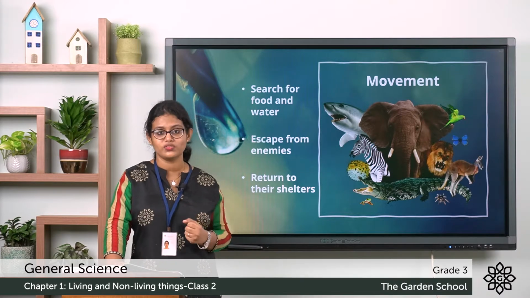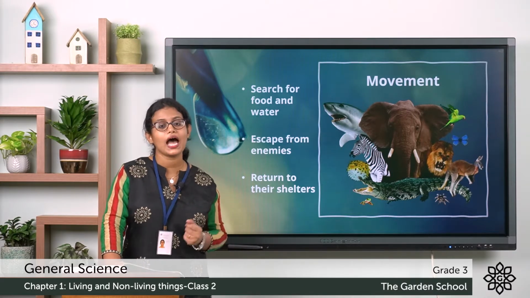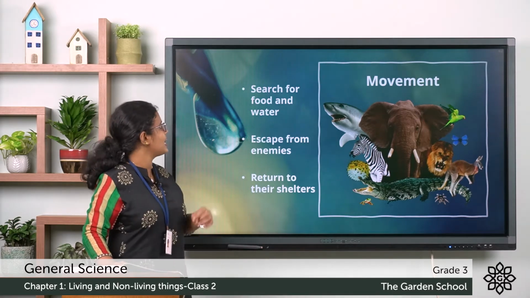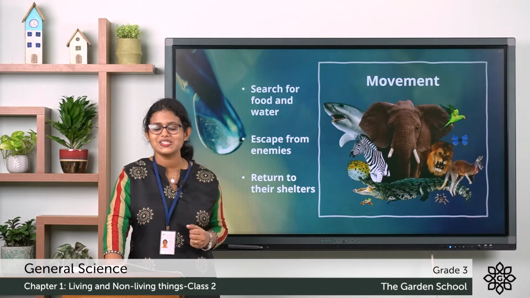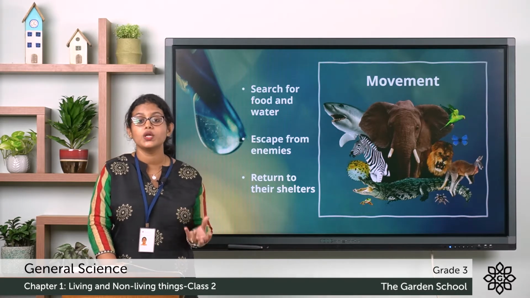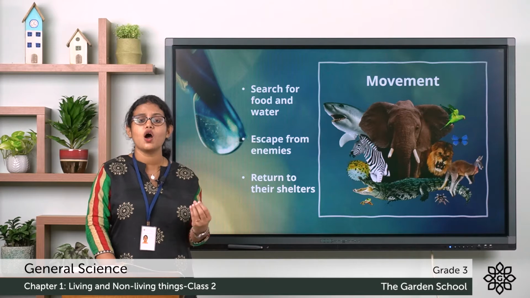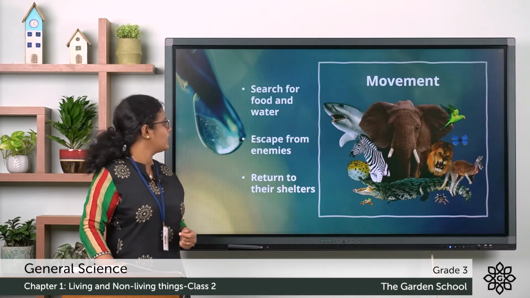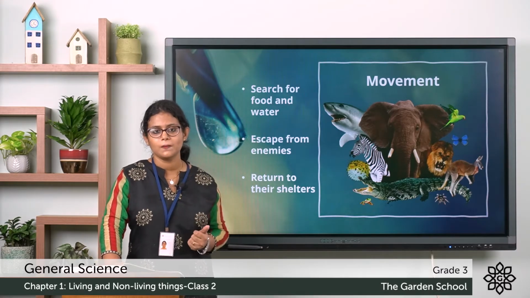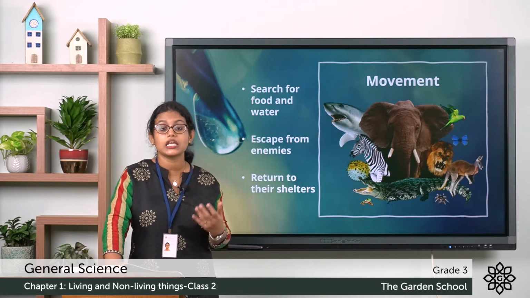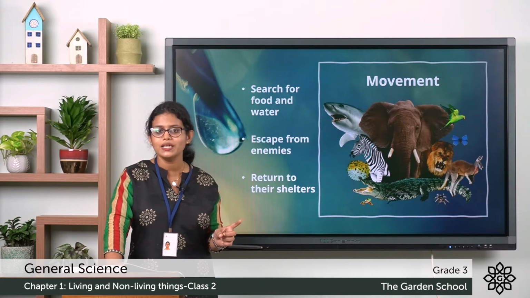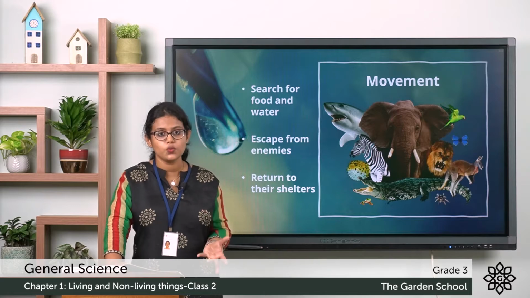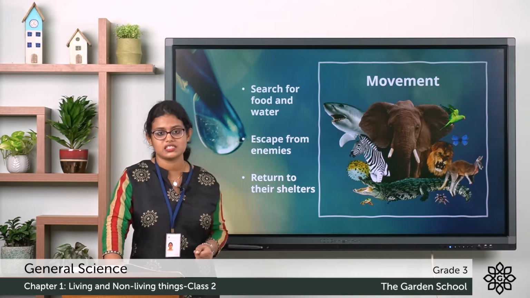Animals move from one place to another. Why do they move from one place to another? The first reason is in search of food and water. We know that living things need food and water to live, and they move longer distances in search of food and water. Then, to escape from enemies. We know that there are animals that eat other animals. What do we call them? Carnivorous animals. In order to escape from these carnivores, animals move longer distances.